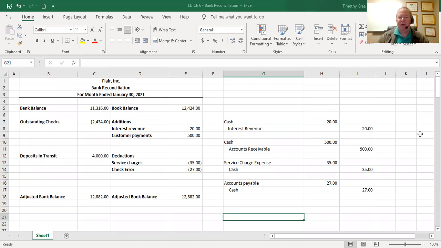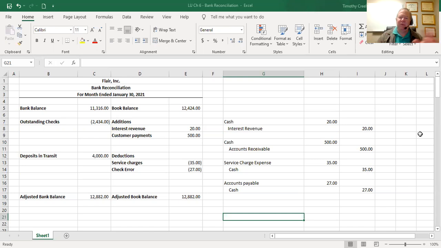It's a way for a company to examine what the bank is showing they have versus what they show they have, and reconcile any differences between the two. Basically, what we're talking about is the bank account balance versus the cash account balance that a company has internally.